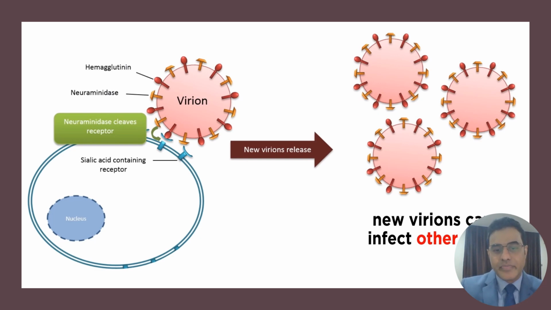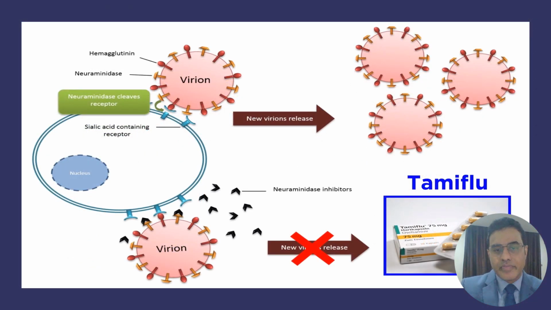That's why the Tamiflu, the neuraminidase inhibitors, block these receptors and prevent the replication of these virions. That's why we have to start oseltamivir, which is commonly known as Tamiflu or Fluvir. We have to give it early, within 48 hours, to see a good outcome in the patients. After 4 days, there is no role for giving oseltamivir.